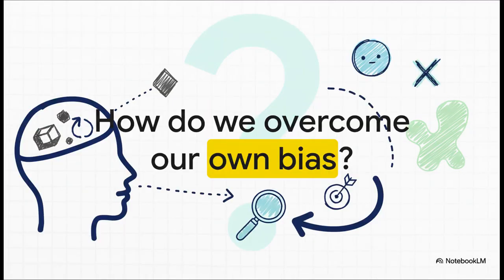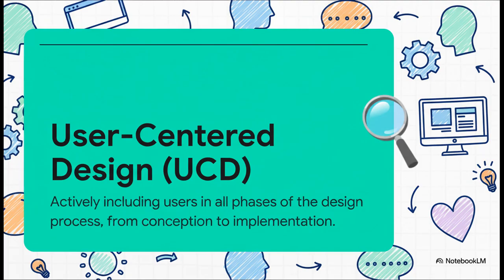So what's the fix? How do we get past this built-in bias that we all have? Well, the professional solution is a really powerful framework that forces us to look beyond our own assumptions, and it's called user-centered design. At its heart, user-centered design, or UCD for short, is a pretty simple but really profound shift in how we think. It's all about moving the spotlight away from what we think users need and shining it directly on what they actually need. And you do that by making them an active partner in the entire journey from day one.